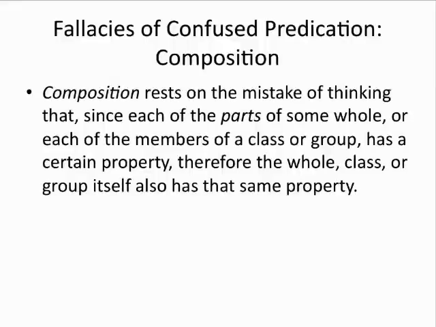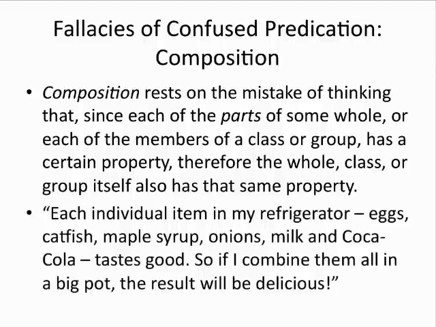It rests on the error of thinking that, since each of the parts of some whole, or each of the members of a class or group, has a certain property, therefore the whole, class, or group itself also has that same property. The example you can see at the bottom of your screen. Each individual item in my refrigerator, eggs, catfish, maple syrup, onions, milk, and Coca-Cola, tastes good. So if I combine them all in a big pot, the result will be delicious.